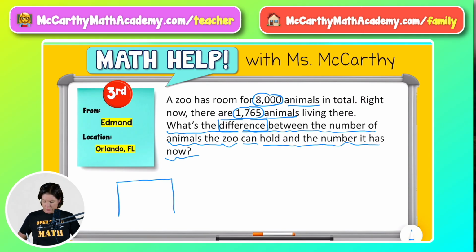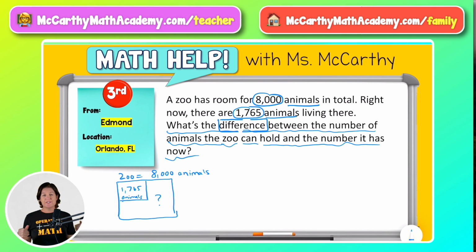So we have a zoo. Let's say that this is the zoo right here. The zoo can hold 8,000 animals. But right now, there's only 1,765 animals. So that's only part of it. Right now we're only taking up a little bit of space. And so we want to know what the difference is between how much the zoo can hold versus the amount that's currently in there. So we're actually comparing these two values.